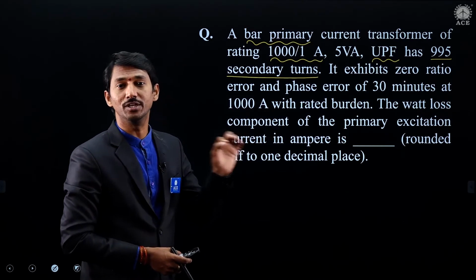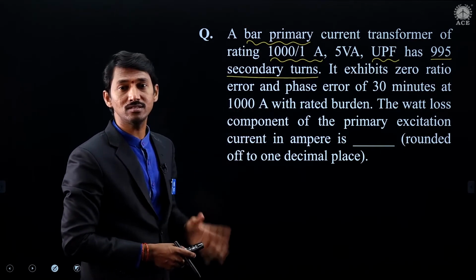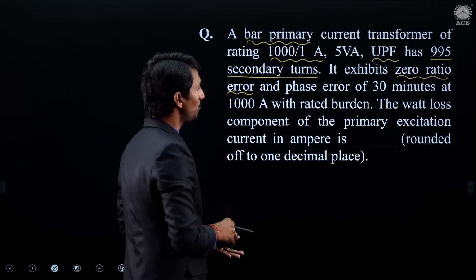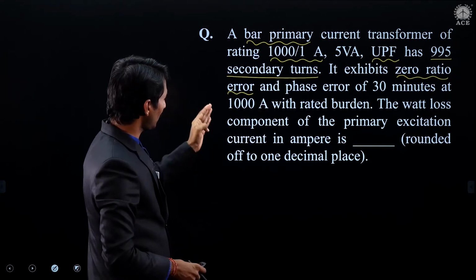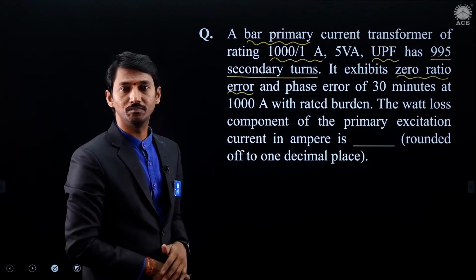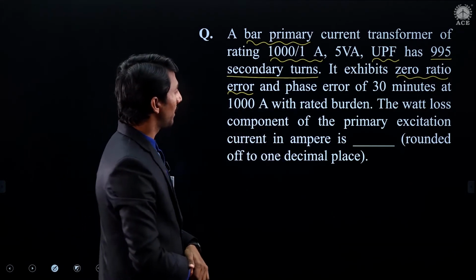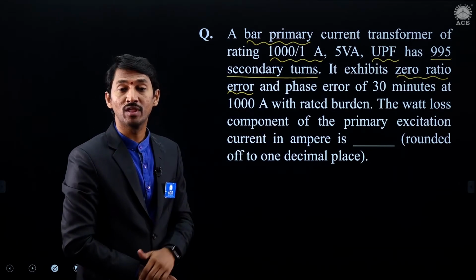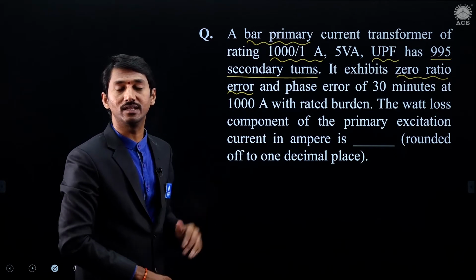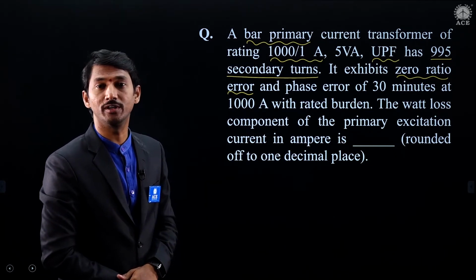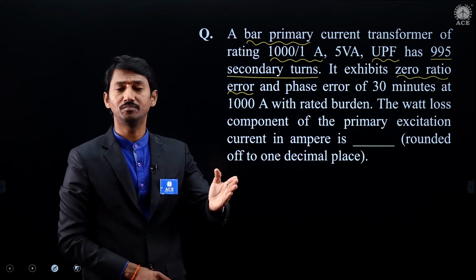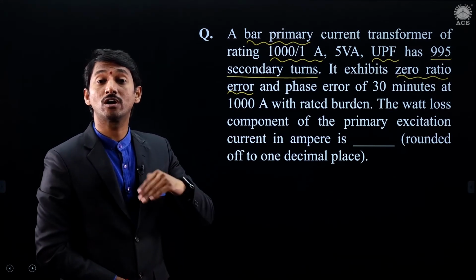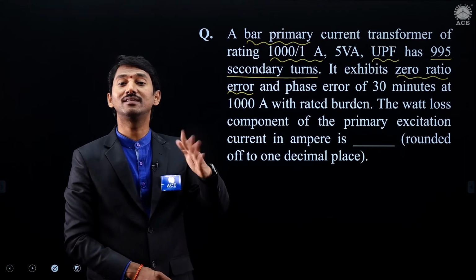It exhibits 0 ratio error. What is the ratio error? 0. It is also playing a crucial role in this question. So it exhibits 0 ratio error and a phase error of 30 minutes at 1000 ampere with rated burden. The watt loss component of the primary excitation current in amperes is asked. Watt loss component of the primary excitation means IC is required, nothing but I0 we can say.